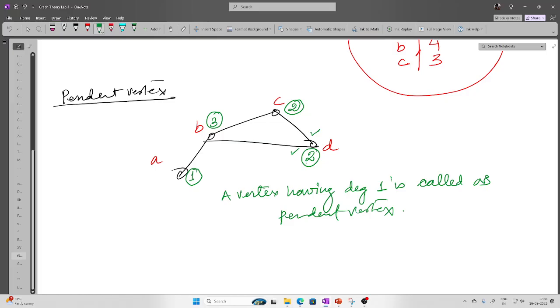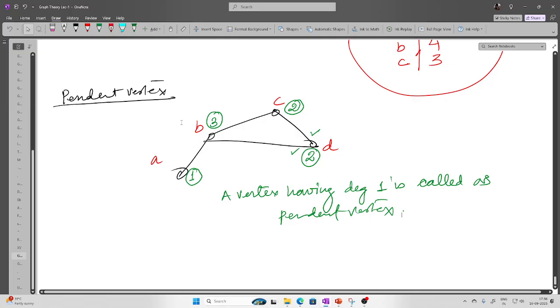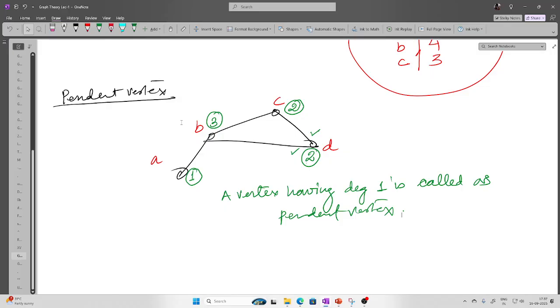So in this lecture, till this point only. In the next lecture, we will be learning about regular graphs and other types of graphs also.